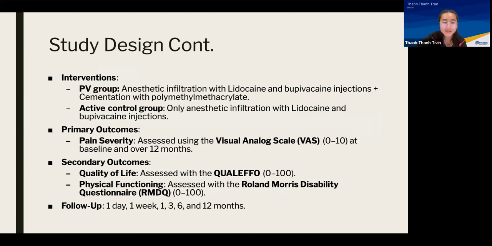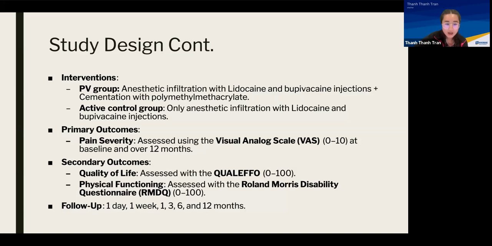Okay, study design continued. For interventions, there are the PV group and the active control group. The PV group underwent subcutaneous anesthetic infiltration with lidocaine and bupivacaine, followed by cementation with polymethyl methacrylate. In the active control group, they only underwent anesthetic infiltration. Cementation was only simulated for them, so they could believe that they also received the PV intervention.